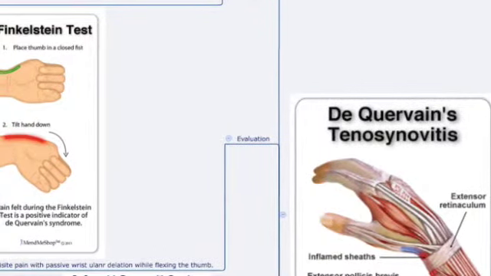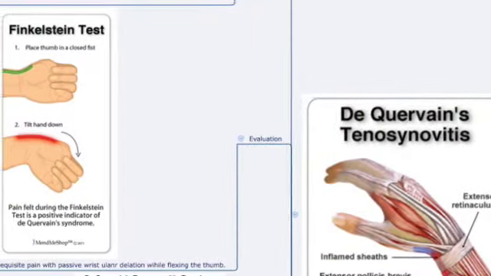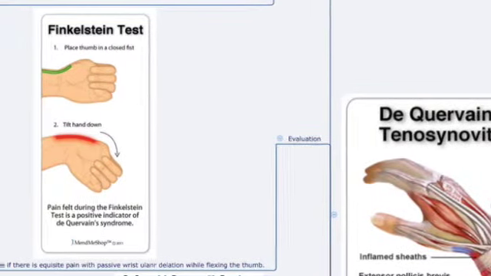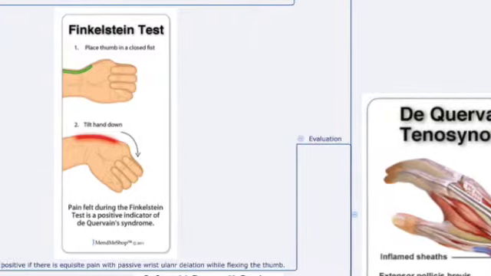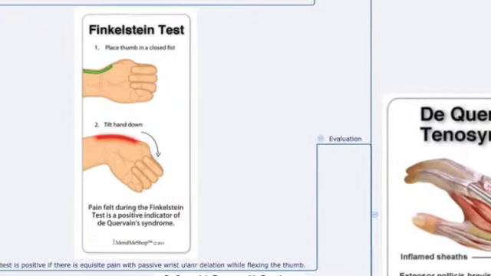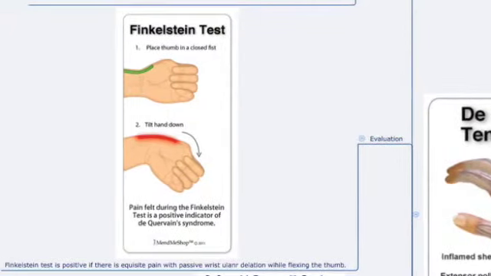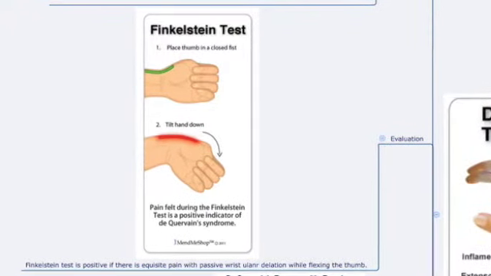To evaluate a client who may have de Quervain's tenosynovitis, you would perform the Finkelstein test. First, you would have the client place their thumb in a closed fist, then tilt the hand down. If pain is felt during the test, it is a positive indicator of de Quervain syndrome.